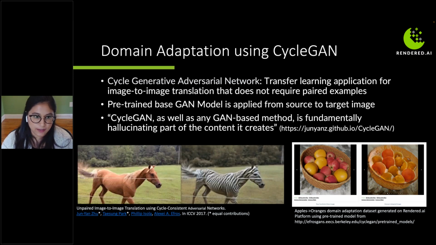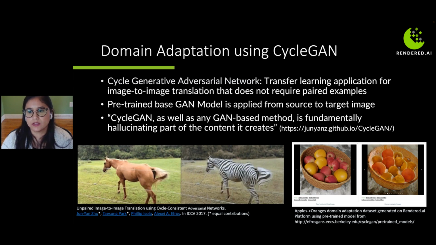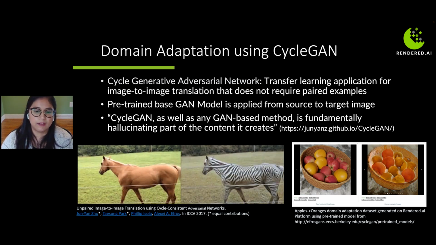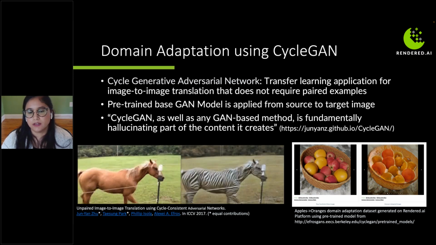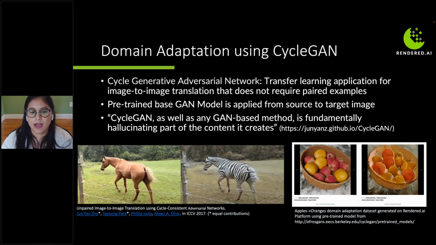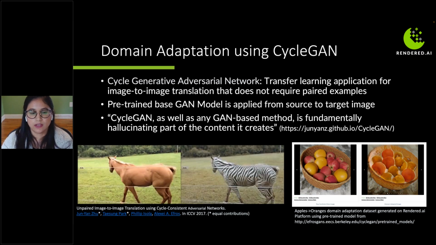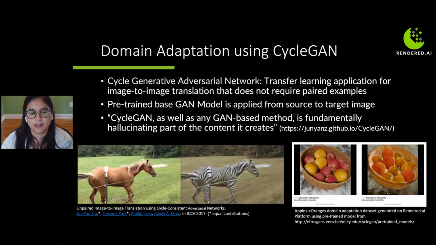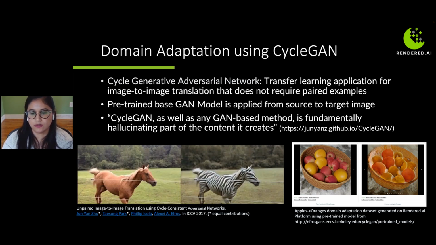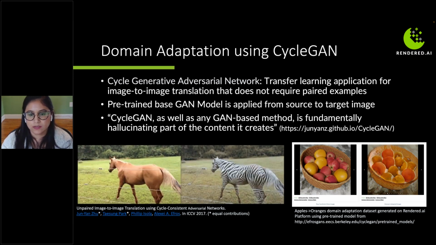So for this technique, a pre-trained GAN model is applied from a source to target image. You can see a really great example here on the bottom left with the horse being transfigured into a zebra. Things to point out here are that the stripes are only applied to the horse. So the video on the right, that's not really a zebra, that is actual transfer of the stripes. And the stripes are only transferred to the horse.